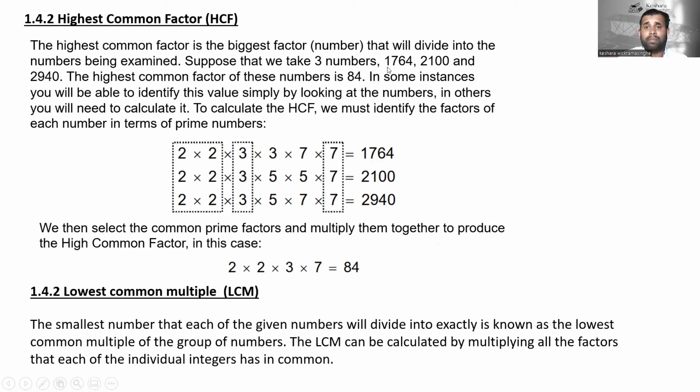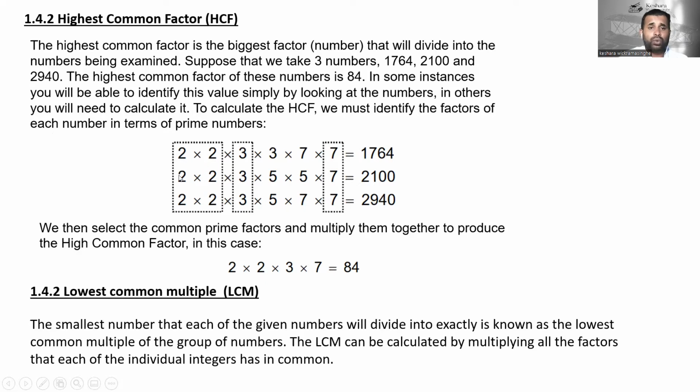Suppose that we take three numbers, 1764, 2100 and 2940. The highest common factor of these numbers is 84. In some instances, you will be able to identify these values simply by looking at the numbers. In others, you will need to calculate it. To calculate the highest common factor, we must identify the factors of each number in terms of prime numbers.